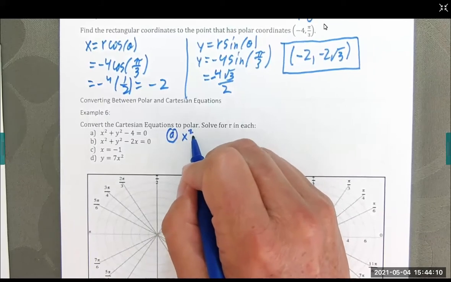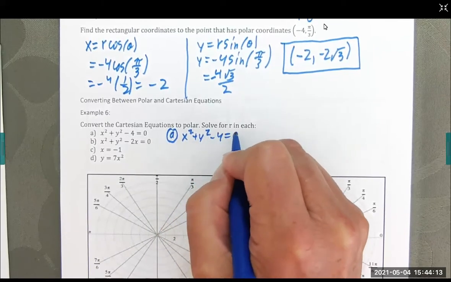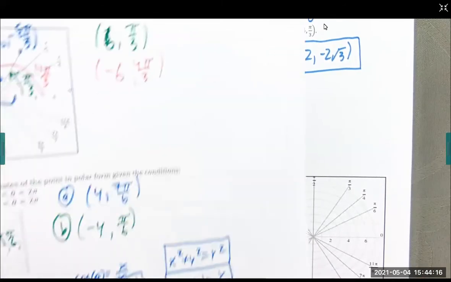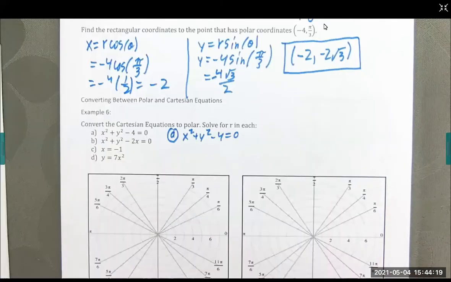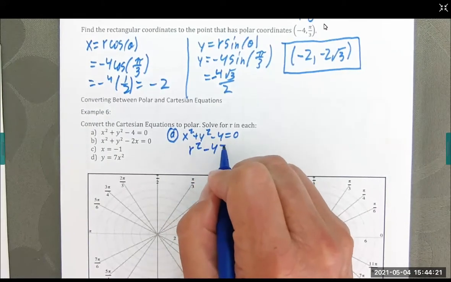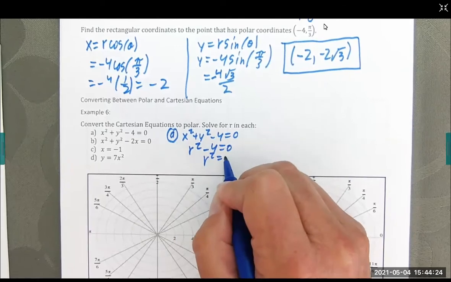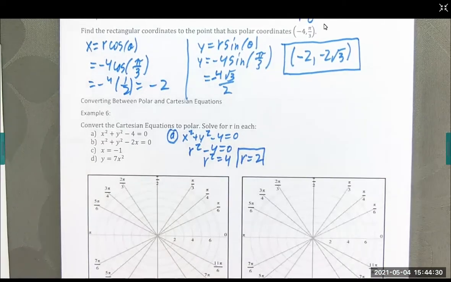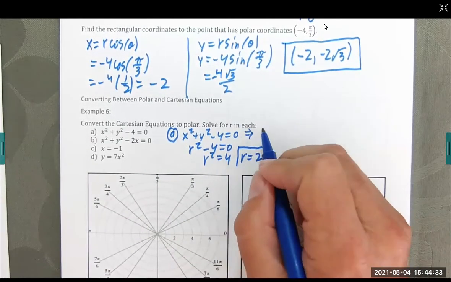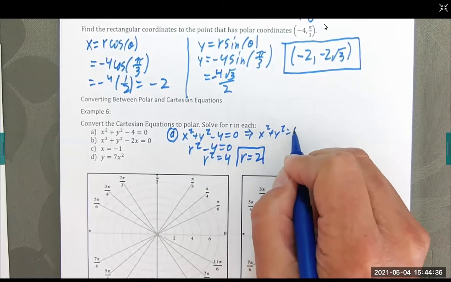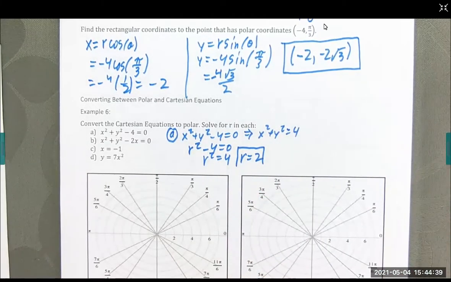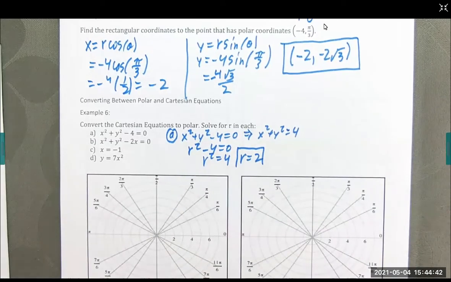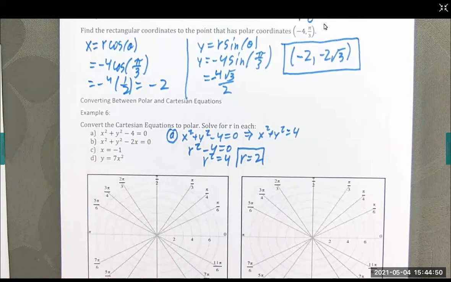X squared plus y squared minus 4 equals 0. And I'm going to recall that x squared plus y squared is r squared. So the equation r equals 2. And I hope that you can see that this becomes x squared plus y squared equals 4, that this is a circle of radius 2, centered at the origin. And you can see when r is a constant, that means it's out here. It's exactly this circle right here, because r is the same for every value of theta.